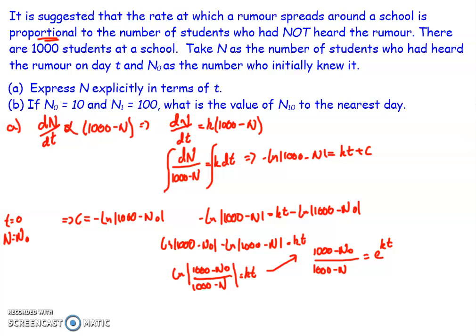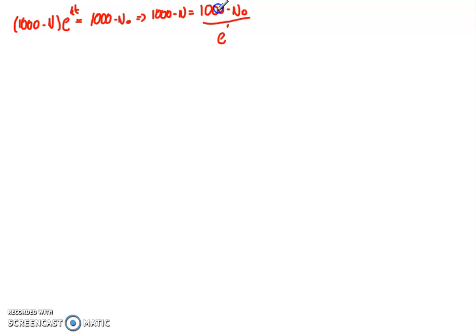So if I'm going to look at doing that, what I can do is multiply across by the (1000 minus N), and what I'll get is (1000 minus N) times e to the power of kt equals 1000 minus N naught. Take the e to the kt across, and that will then become 1000 minus N equals (1000 minus N naught) over e to the kt.